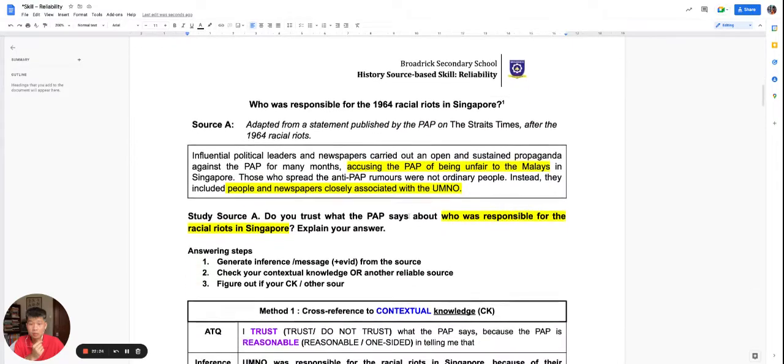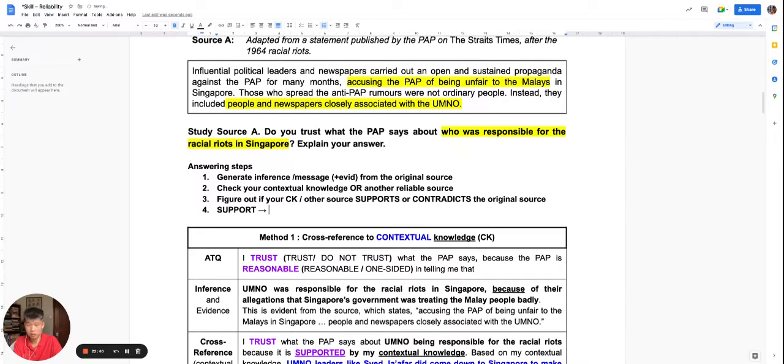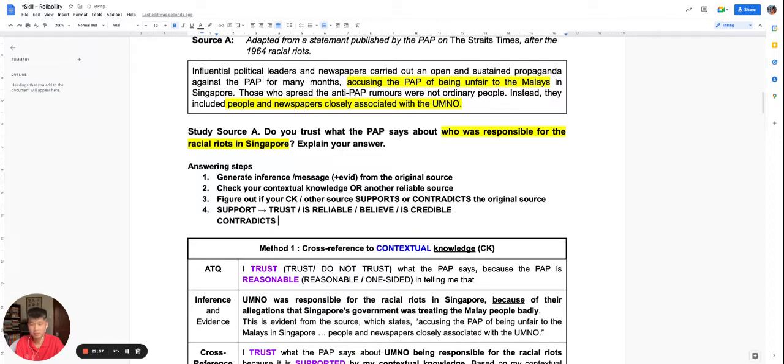Sorry, there was a bit of a lag. Other source supports or contradicts the original source. And finally, support means you trust, it's reliable, it's to be believed, it's credible, right? Or contradicts, do not trust, unreliable, do not believe, not credible. Does it make sense? So this is your answering steps.